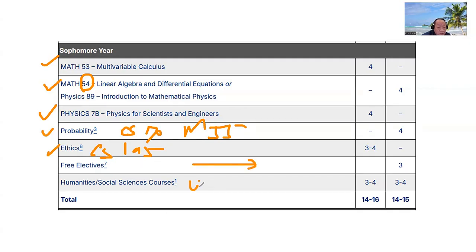Humanity course, this one is a humanity upper division. If you have lower division, you need to take extra lower division course, but here we are talking about upper division. So one upper division right here.